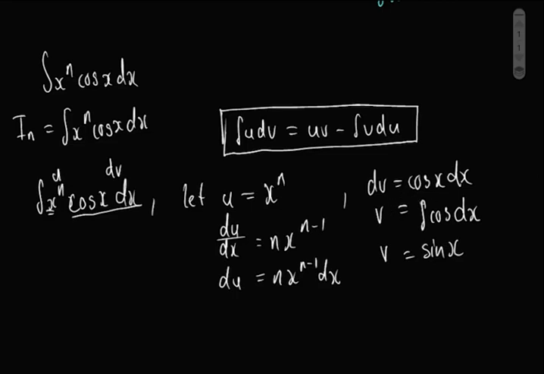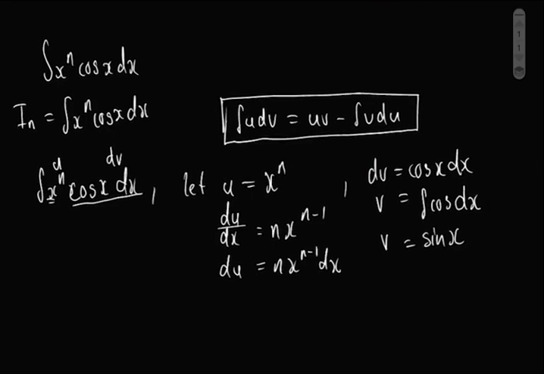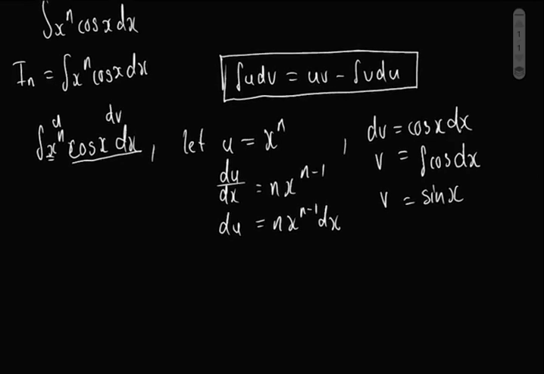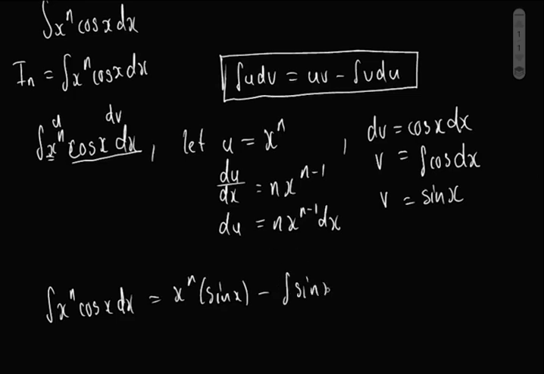If I integrate dv, I get v. I integrate cos x with respect to x, I get sine x. So now what am I going to do? Well, I can now replace. I'd say that the integral of x to the n cos x dx is equal to uv. What is u? It's x to the n. v is sine x, so x to the n sine x. And then minus the integral of v, which is sine x, multiplying du. What is du? It's n x to the n minus 1 dx.